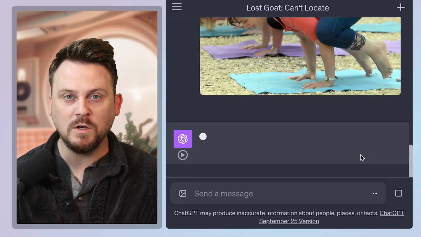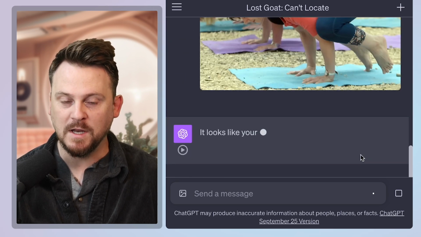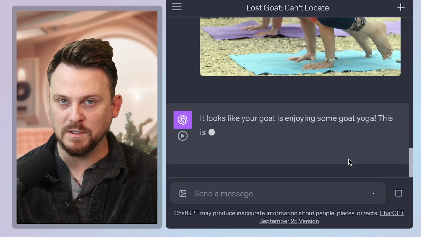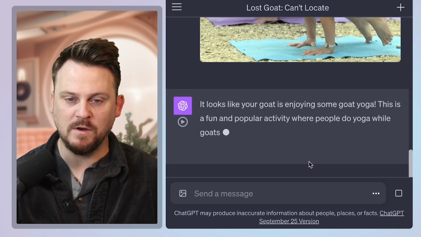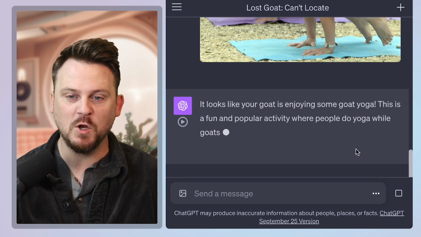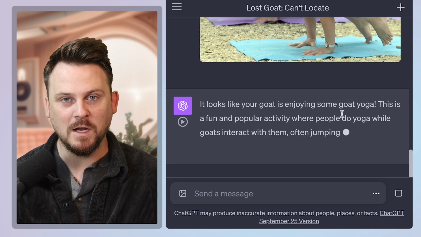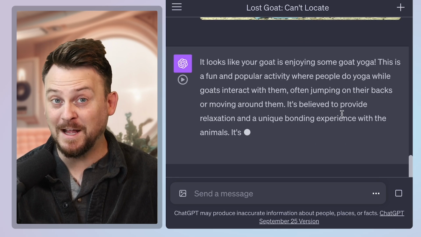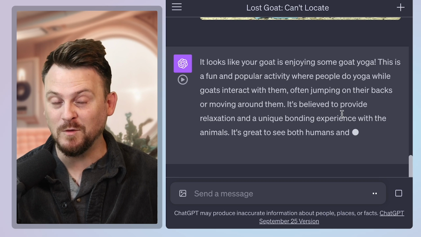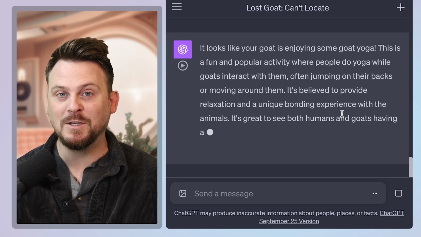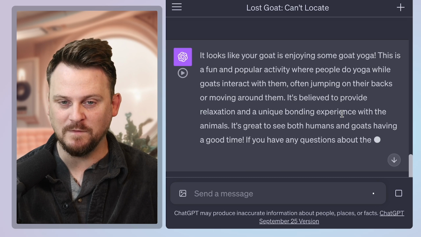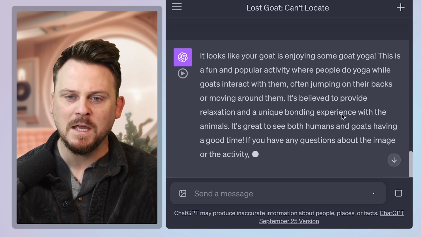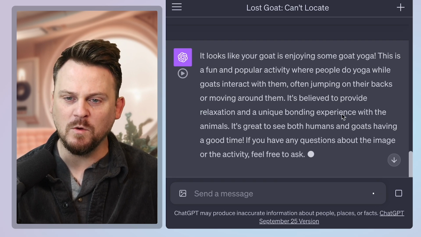And we're going to just look at what comes out naturally. Now, if I have follow-up questions, I can ask, right? But we're going to just look at what comes out naturally. It looks like your goat is enjoying some goat yoga. And that is exactly what's going on here. There's a thing, it's called goat yoga. And so if I didn't know what this was, I could upload this picture and see if ChatGPT can figure it out. It looks like your goat is enjoying some goat yoga.